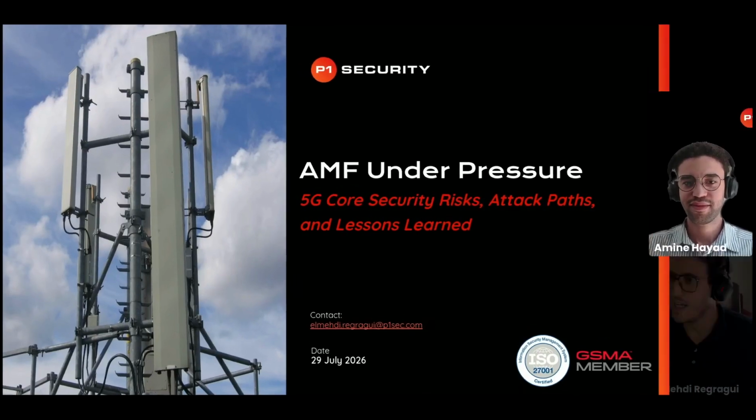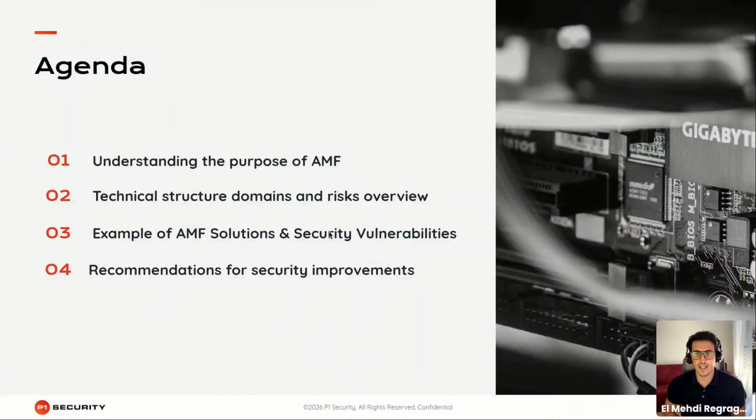Perfect. So let's talk directly and move to the agenda. I will be talking about the purpose of the AMF network function within the 5G core. Then we will see some architecture and interfacing toward the AMF, and we start giving some examples of AMF implementations and solutions coming from vendors. For this, we have two examples, coming from Ericsson as well as Nokia, and also some public vulnerabilities that we know today about the AMF. We finish with recommendations for security improvement and of course a Q&A.